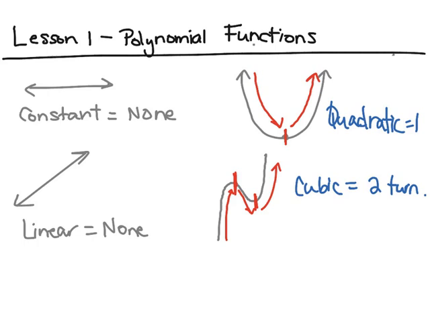But it could also have one other situation, and it would look like this, or like this. So for this one, it's going down, and then it's still going down. This one, it's going up, and it's still going up. So cubics can also have 0 turning points.